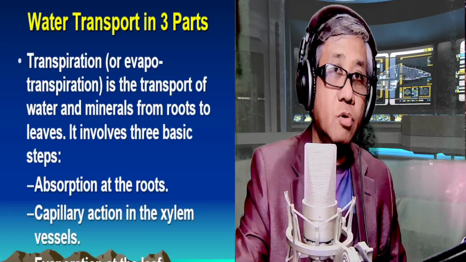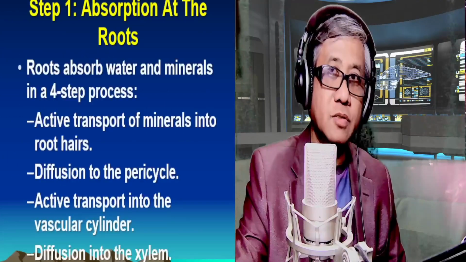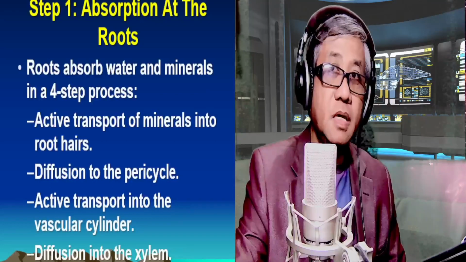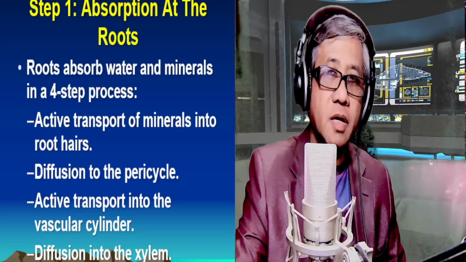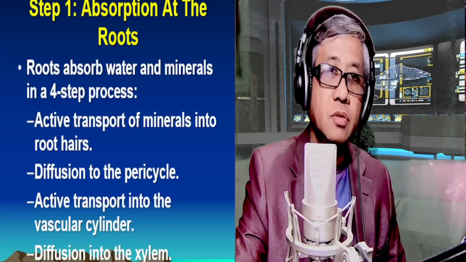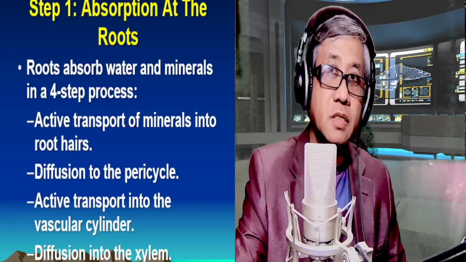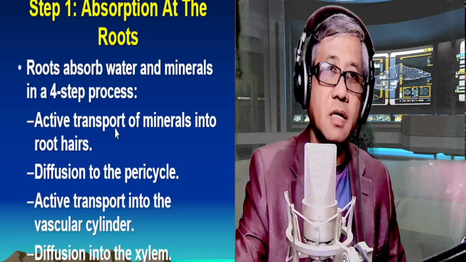Alright, so let us now go into the details of these three basic steps in transpiration, starting with the absorption of water and minerals at the roots. Now roots absorb water and minerals in a four-step process. Take note. Number 1, active transport of minerals into the root hairs. Number 2, diffusion to the pericycle. Number 3, active transport into the vascular cylinder where the xylem is located, and eventually diffusion into the xylem.